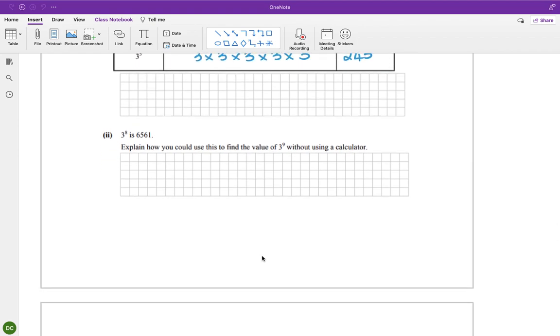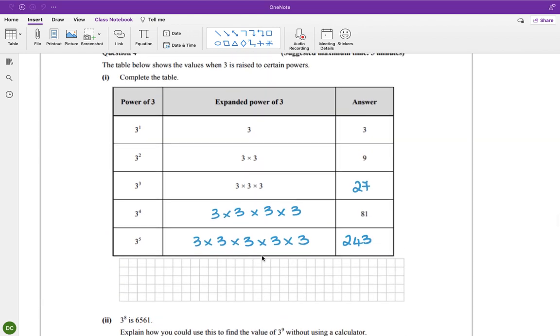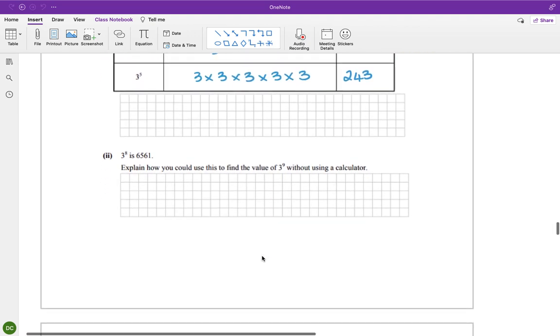Okay. So 3 to the power of 8 is 6561. Explain how you could use this to find 3 to the power of 9 without using a calculator. So you might notice back up here that essentially what we're doing to go from term to term, as in the pattern here, is that we're just multiplying by an extra 3 each time. So that means if 3 to the power of 8 is 6561, then to get 3 to the power of 9, you just need to multiply that by 3. And that'll give you your answer.